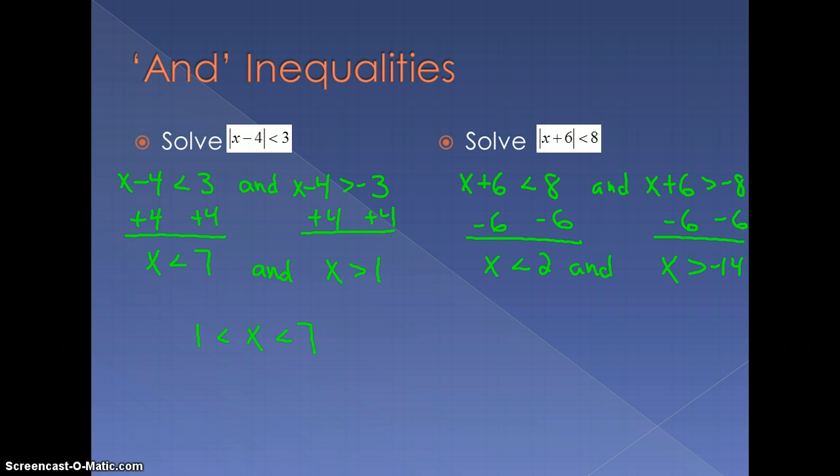So let's put these all together. Negative 14 less than x less than 2. Final answer. Remember, x has to simultaneously be greater than negative 14 and less than 2. So like 4 would not be an answer to that last inequality.